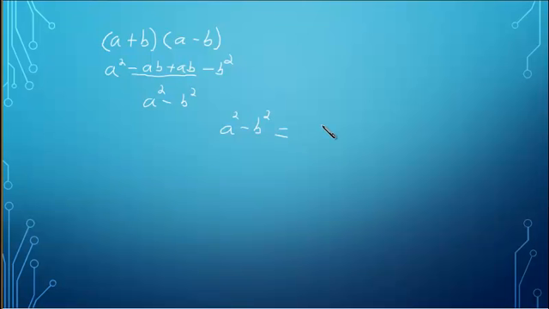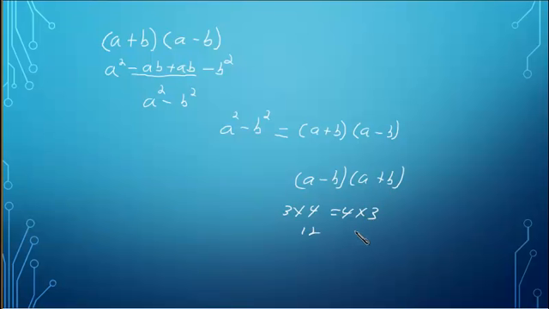This is going to be equal to the first plus the second, so that's a plus b, times the first minus the second. Of course, you can always say a minus b times a plus b, because multiplication is commutative. Remember always, 3 times 4 is the same as 4 times 3. In both cases we get 12.